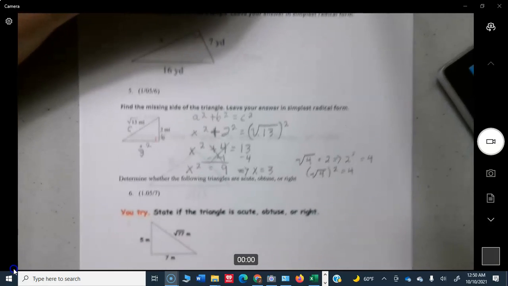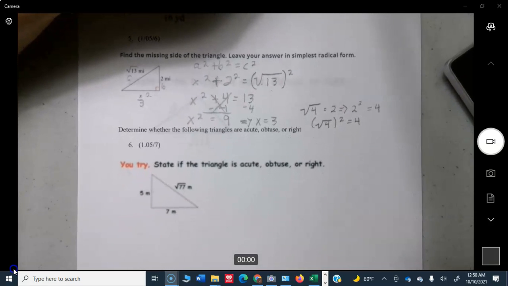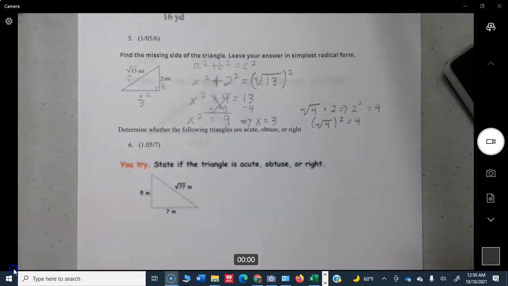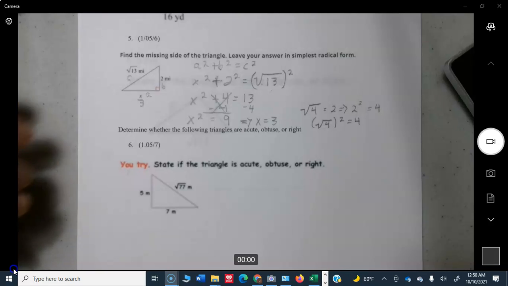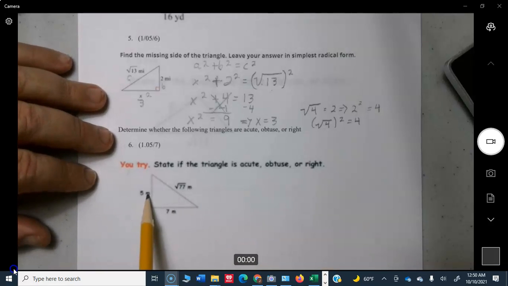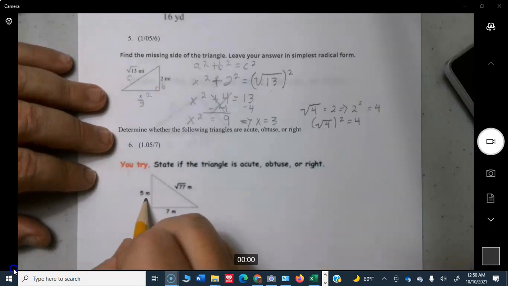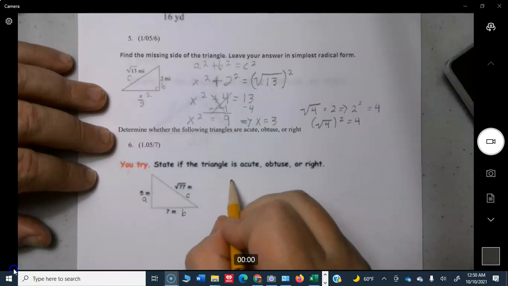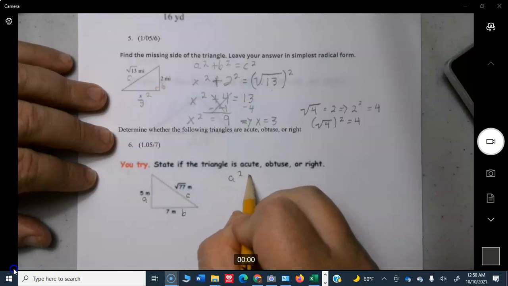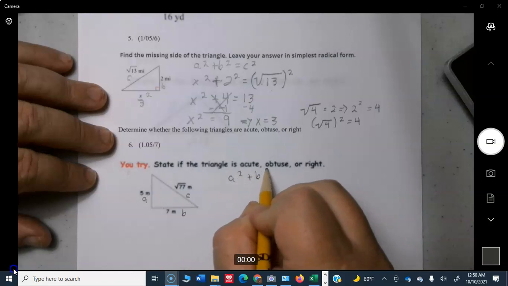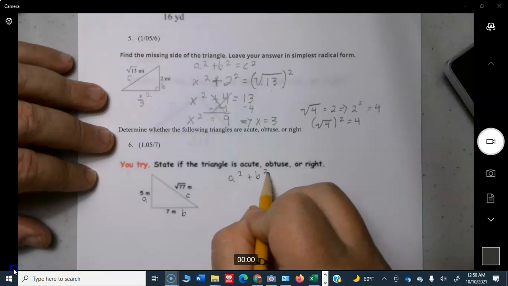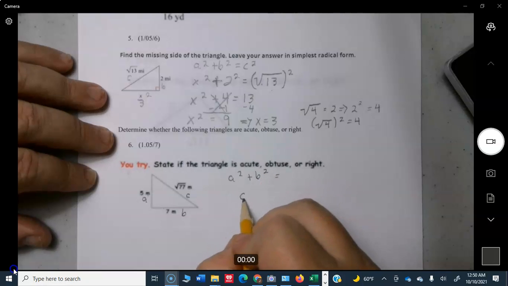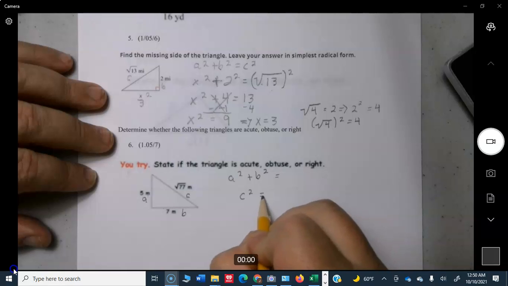All right, now we're getting into some that are going to ask us about whether the triangle is acute, obtuse, or right angle. So what we're simply going to do is figure out what a squared plus b squared is. We'll call this a, and we'll call this side b, and the hypotenuse is c. So a squared plus b squared equals, and then c squared equals. What we're going to do is break up the formula.